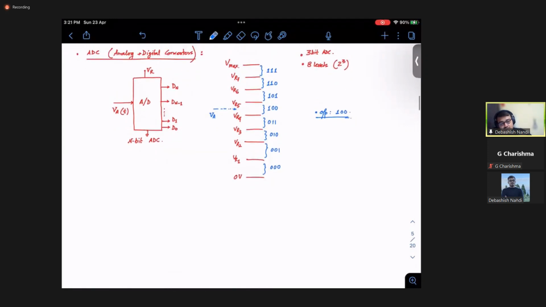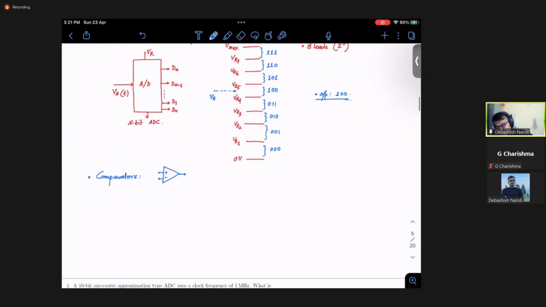So what do you think? What kind of components do you need to do this? One thing is that you need to constantly compare this VA with these intermediate voltages, right? So you need some sort of comparators. So what are the comparators? You know that a basic comparator you can just make with an op-amp block. Fine. So this is one kind of comparator.